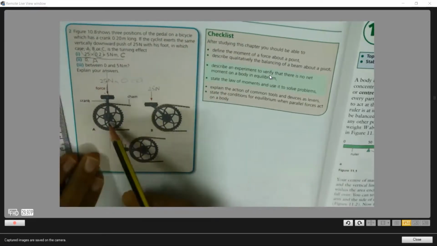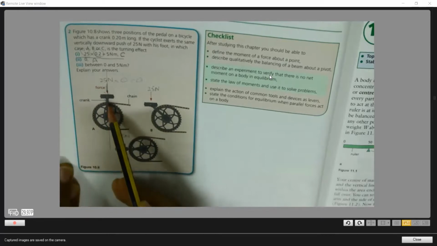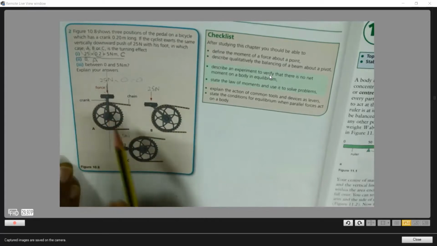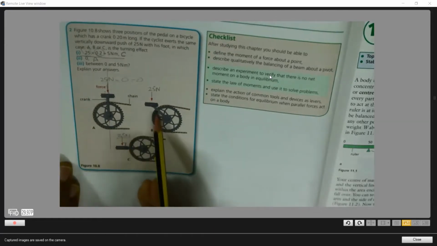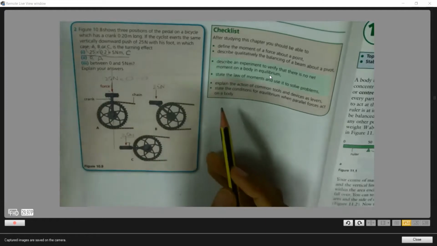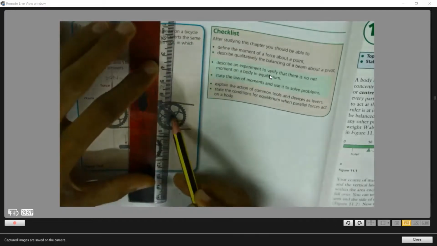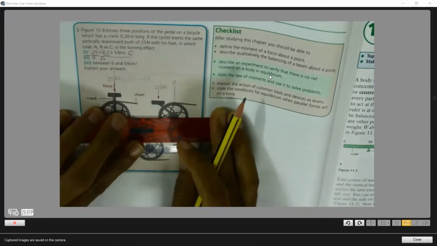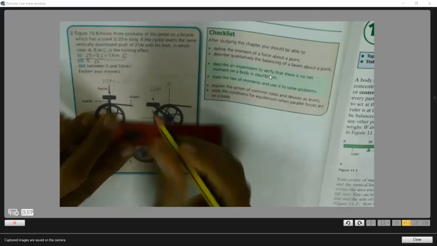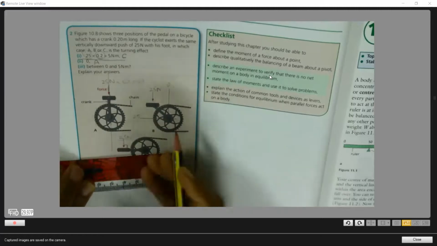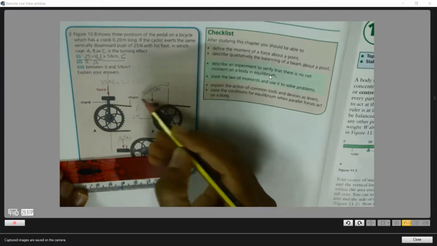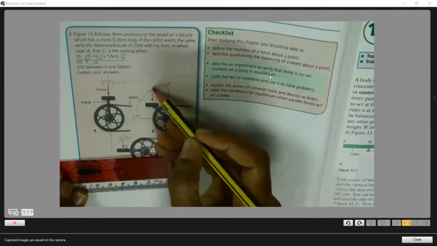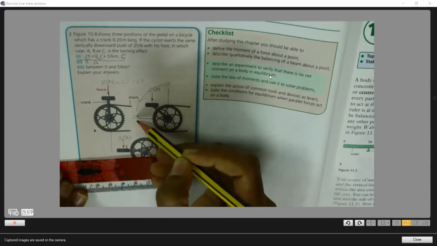When the pedal was this way, the turning effect is 0. When the pedal is horizontal, the turning effect is 25. This is in between. So at this position, it was 0. At this position, it is 25. So here, what's happening? As the pedal is moving this way, the turning effect is increasing. And this is the maximum.